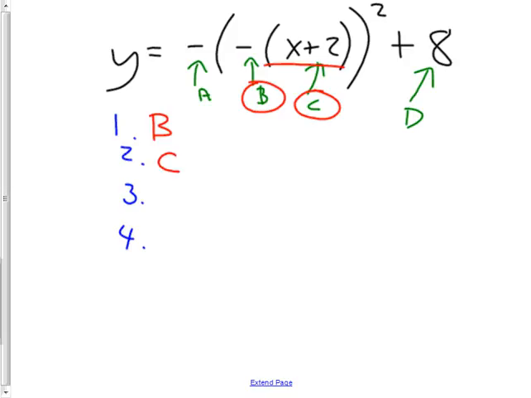And then what are the other 2 things? Is it AD or DA? AD. Very good. You can trust the stuff on the outside, and multiplying comes before adding and subtracting. So A gets B first, and then D is last.